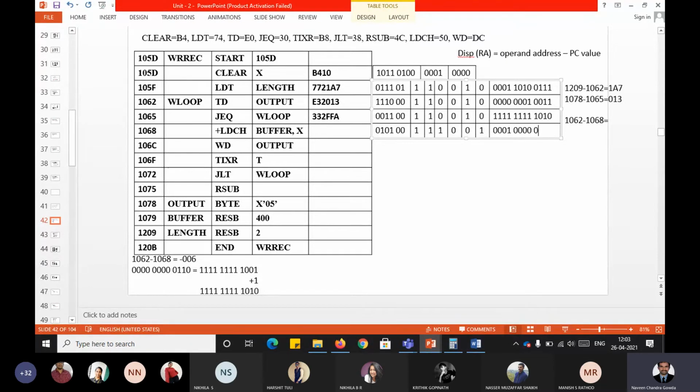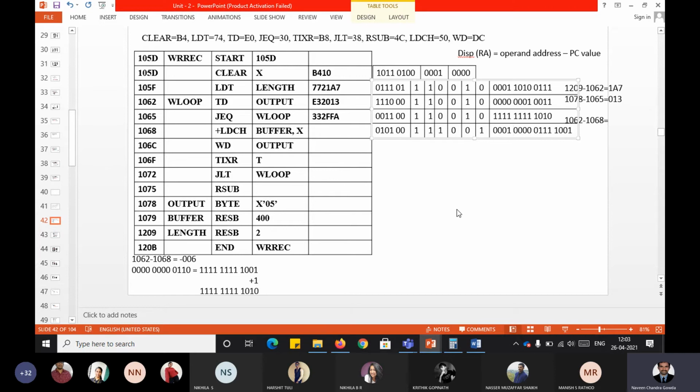Yeah, 0 7 and 9. 9 is what? 1001. You can observe, my dear students, I am getting 1079. But even after I had written it as 1079, totally how many bits are there here? It is only 16 bits. I repeat, you have only 16 bits.